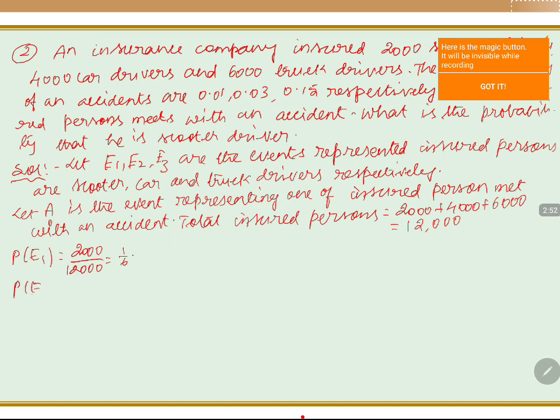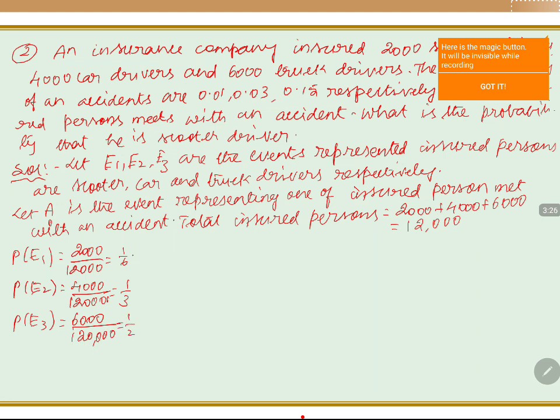Let P of E2 be the probability where the insured person is a car driver. So we'll write it as 4,000 by 12,000, which on cancellation makes 1 by 3. P of E3 is the probability where the insured person is a truck driver. So the probability can be written as 6,000 by 12,000, that makes 1 by 2.